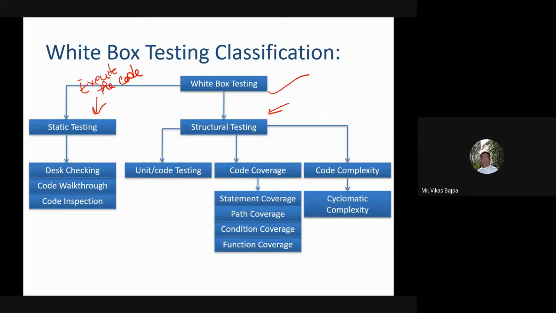In static testing, we will look at desk checking, code walkthroughs, and code inspection. In case of structural testing, we will look into unit or code testing. We'll talk about code coverage, and in case of code coverage, we look into statement, path, condition, and function coverage. And in case of code complexity, we look for the cyclomatic complexity.